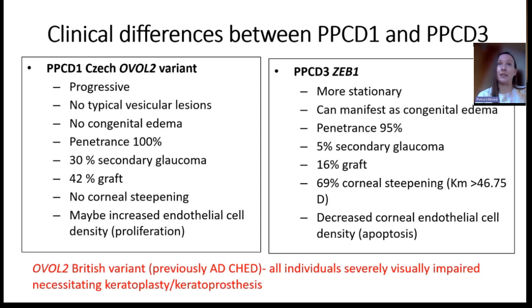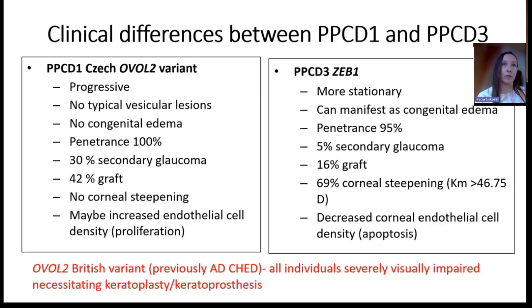You still need molecular genetic testing, but when we compare our groups of PPCD1 and PPCD3 patients, we can see some differences globally across these groups. PPCD1 is progressive. We hardly see the typical vesicular lesions, unlike in PPCD3. We haven't observed a patient with congenital edema, but that only applies to the Czech variant, whereas the British variant was previously referred to in the literature as autosomal dominant congenital hereditary endothelial dystrophy. In these individuals, they all are severely visually impaired and many have congenital edema, but in the Czech variant, which is different, we don't observe it.